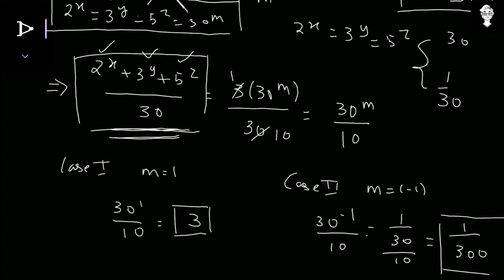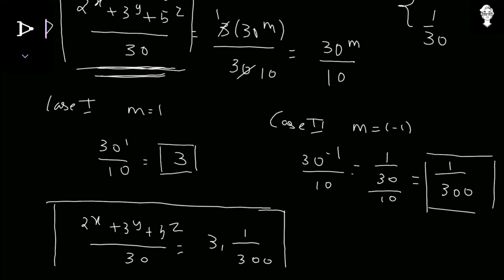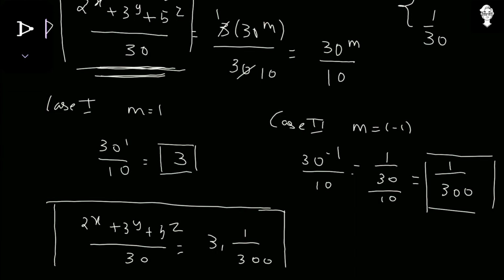So now let us write down the final answer. So finally we have that 2 to the power x plus 3 to the power y plus 5 to the power z upon 30 is going to have two values, that is going to be 3, 1 upon 300. So these are going to be the two values of this particular thing, and that's the answer, that 2 to the power x plus 3 to the power y plus 5 to the power z upon 30 is going to be equals to 3 or else 1 upon 300. So this was my way to solve this particular question.